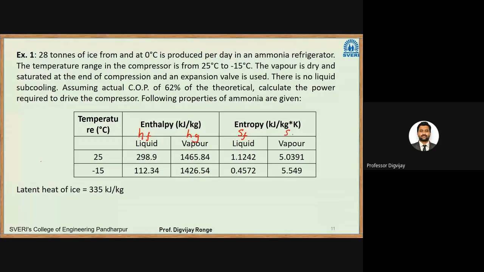For vapor it will be Sg. So what they have given for this saturation temperature 25 is HF and Hg, and SF and Sg. For this saturation temperature minus 15 degrees Celsius, they have given this enthalpy and this entropy values. Latent heat of ice is given as 335 kilojoule per kg. So this is the given data.